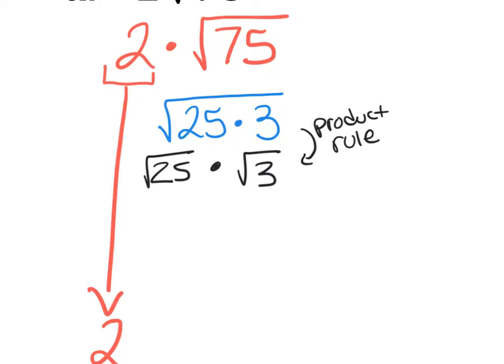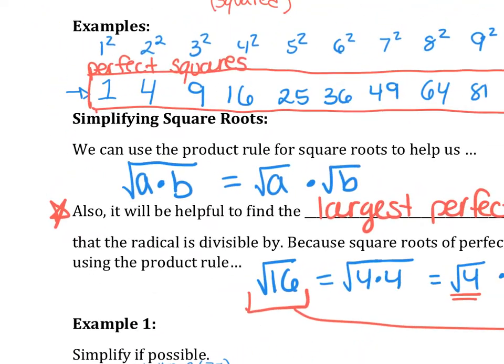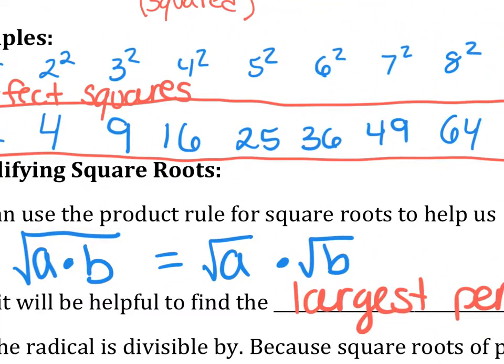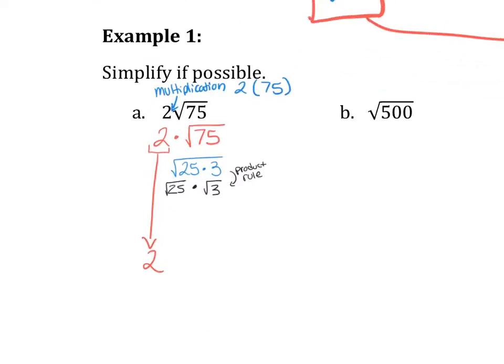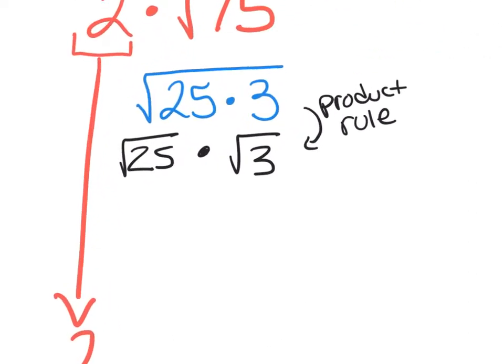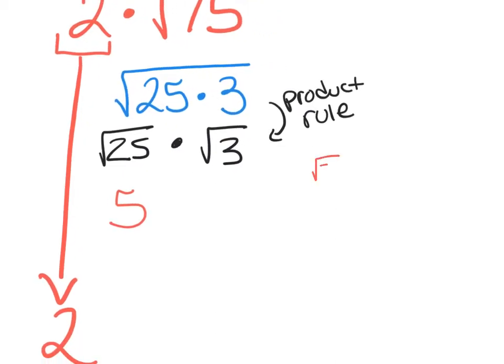5. Because if we look up here with our perfect squares, when we did 5 times 5, that gave us 25. So the square root of 25 is 5. The square root is now gone. You have evaluated the square root. So the square root of 25 is just 5. No square root. And then this is now 5 times square root of 3.